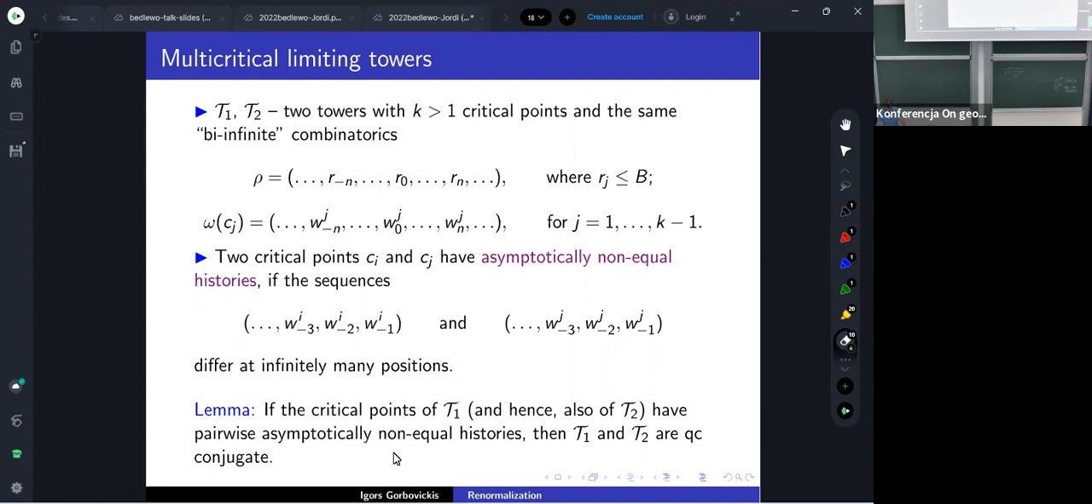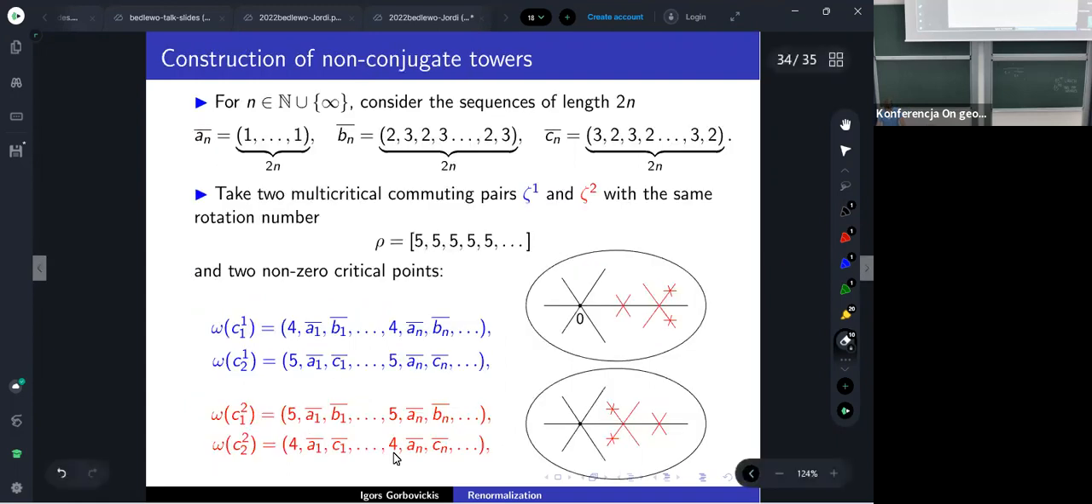So this lemma does not say why there is a problem, so you need to construct an example. Since I'm completely running out of time, I will leave this slide, which describes the construction of the example, at least to some extent. Maybe not everything is written on the slide. But maybe I should stop here. So we do construct an explicit example of two towers with two critical points with the same history, which are not topologically conjugate. So let me stop here. Thank you.